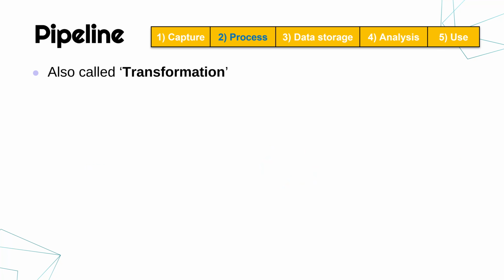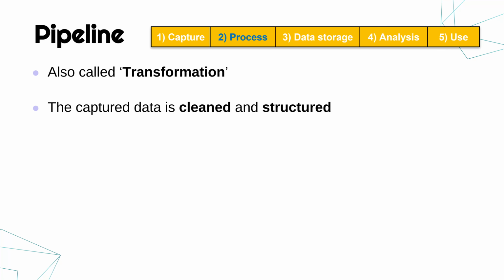Phase 2 is called process, also called transformation, and this is where we are trying to clean and potentially structure the captured data. To give you a few examples of what cleaning could mean, well, cleaning can mean we're trying to remove some errors in the captured data. We might be trying to remove some duplicates. We don't need repeated values in our captured data, perhaps. We also might be trying to make things a bit more consistent, trying to ensure the data types are all the same and the formats are all the same.